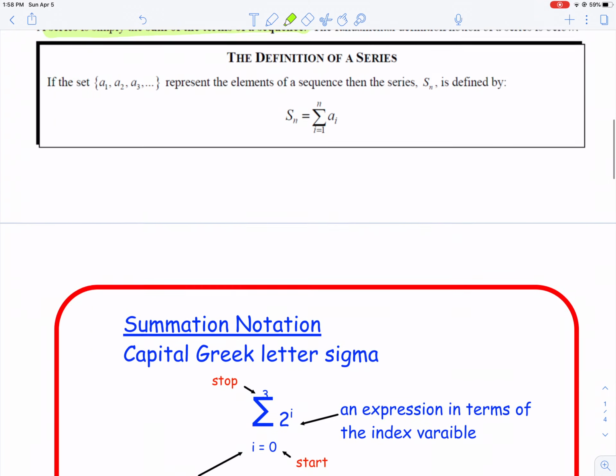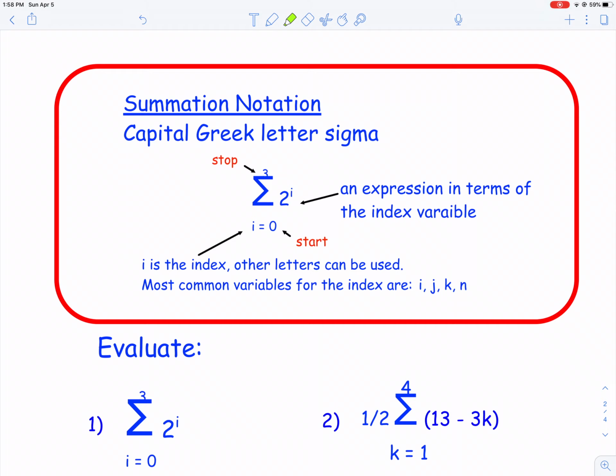Okay, so if you guys scroll down here, here's a better understanding of what all this notation means. You could see here we're talking about summation notation. It's this capital Greek letter called sigma, okay? And they give you all different pieces.